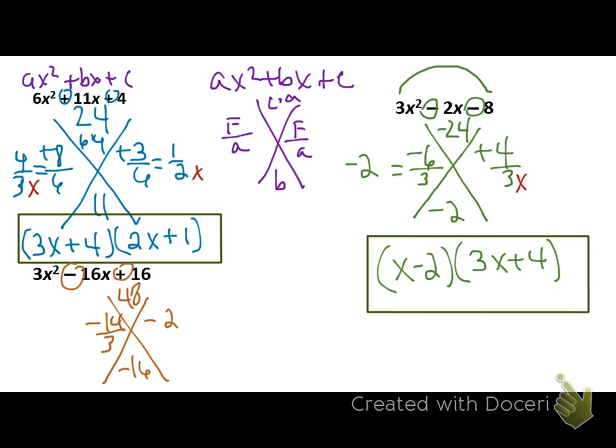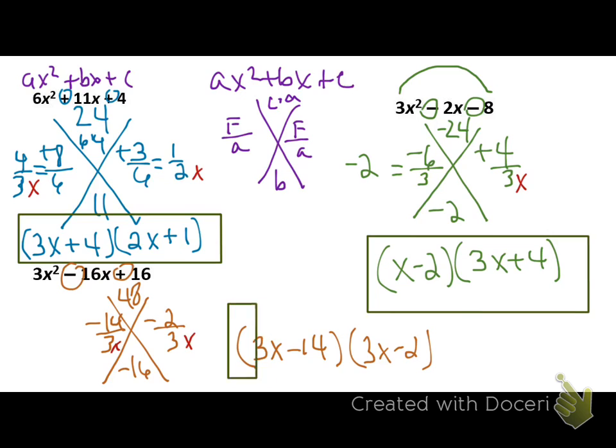Now, what do we do? Divide by 3. Okay. I don't see any simplifying. Do you guys see any simplifying? Because I don't. So those become your x coefficients. So 3x minus 14 times 3x minus 2. Did we do that right? Yes.